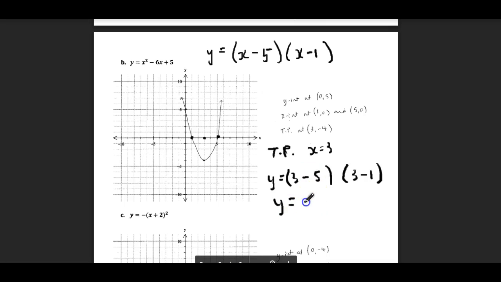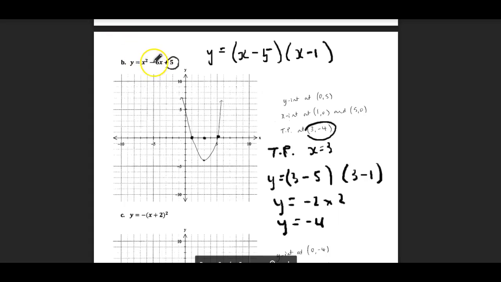3 minus 5 is negative 2, times 3 minus 1 is 2. So is that y equals negative 4? And you can see I've done that here. Your y-intercept, just let x equal 0. So we have negative 5 times negative 1 gives you positive 5. But you can also see here it's your constant. So you can use either your factorized equation or your expanded equation to get that.